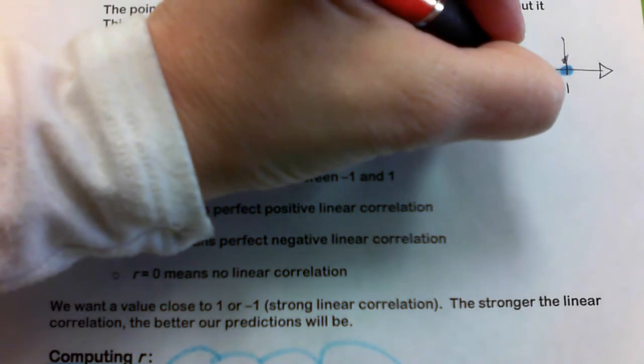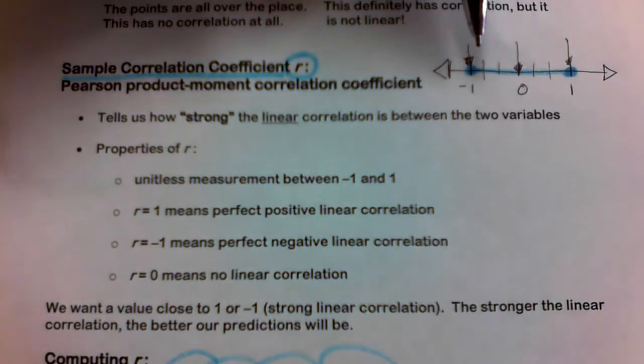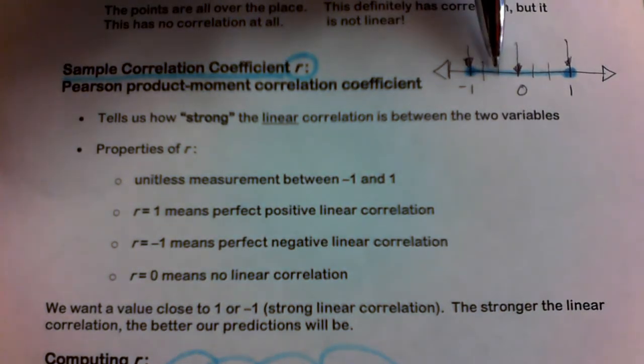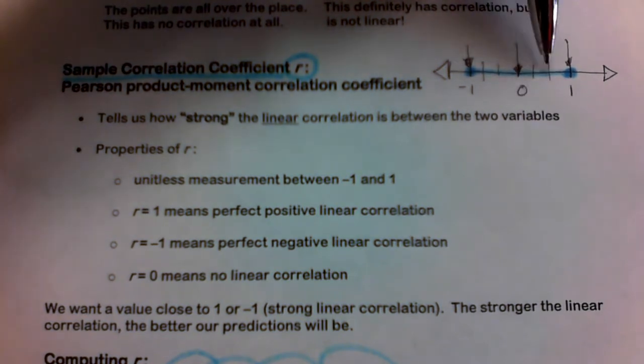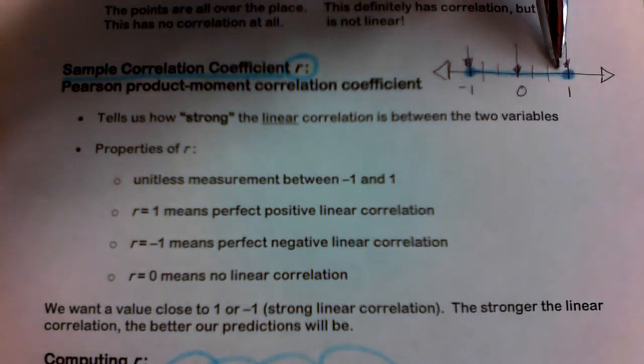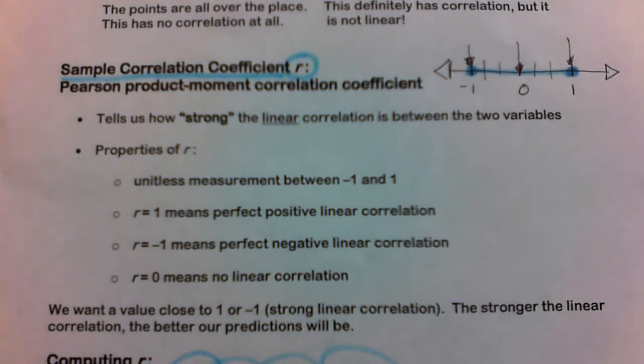So in between, then you would look at dividing this into thirds. So here would be strong positive, here would be moderate positive, here would be weak. I'm sorry, not positive. Here would be strong negative, moderate negative, weak negative. Weak positive, moderate positive, strong positive. So that's how you use the value for R.